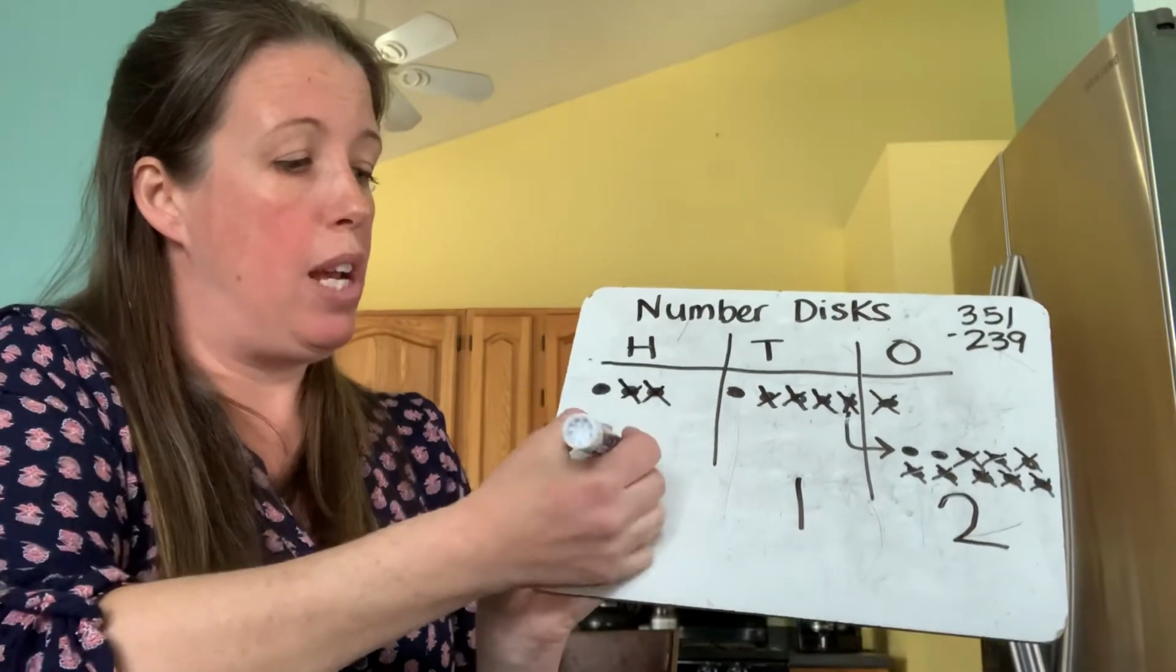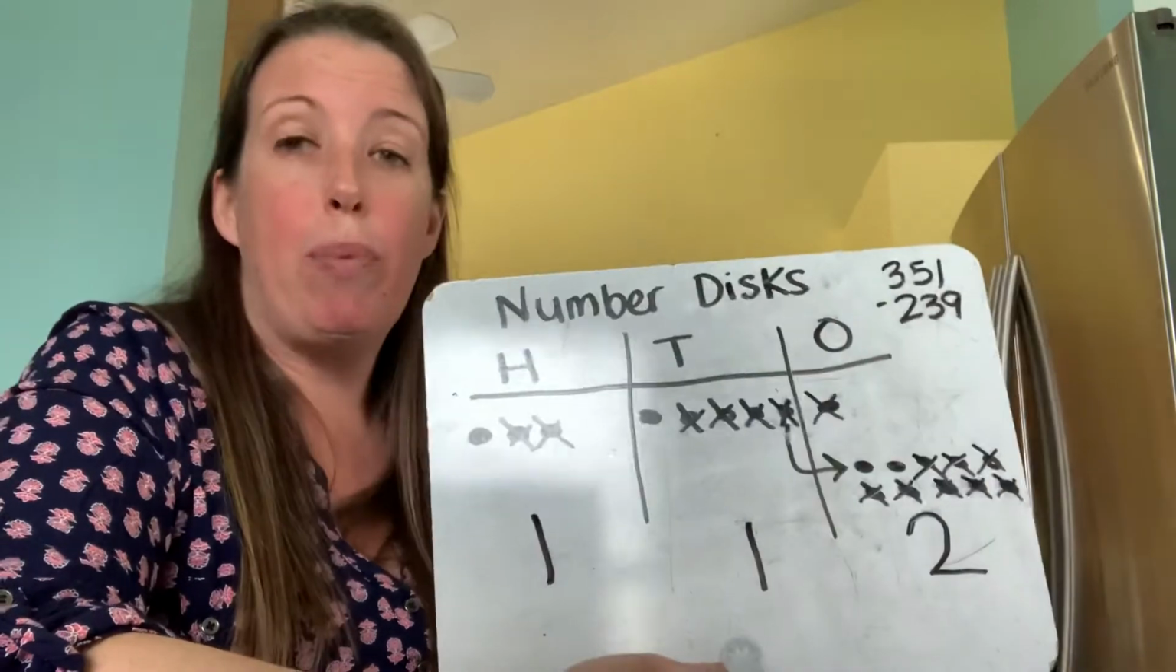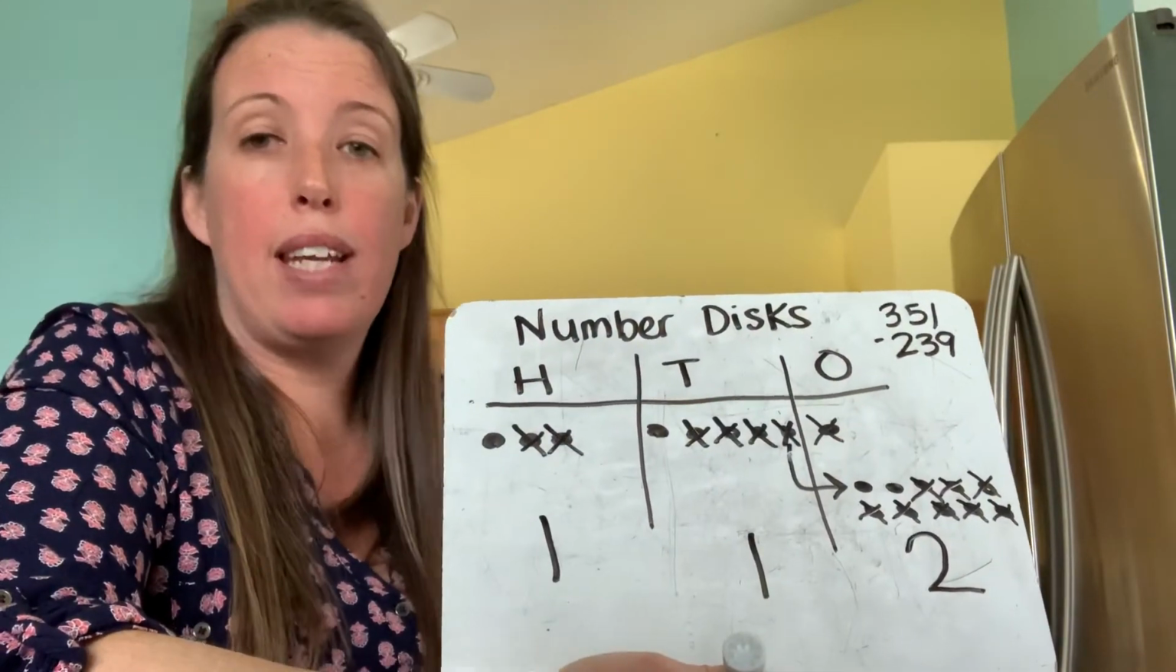1, 2, and I'm left with 100. So again, 351 minus 239 equals 112. All right, now moving on to the arrow method.